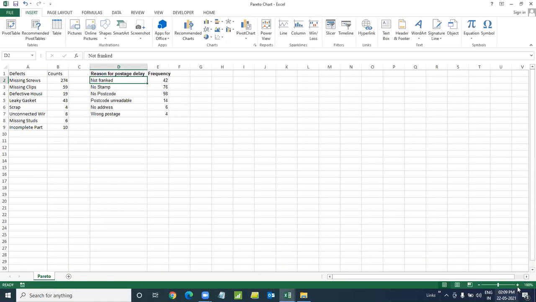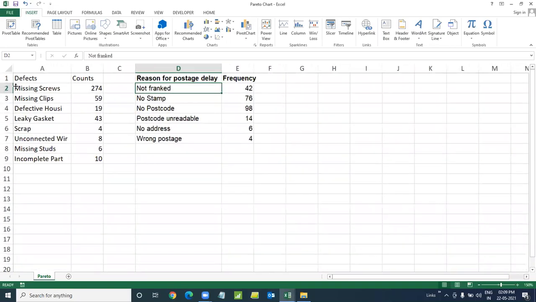So we have got some data. This is some company who's trying to improve their quality and the process. They want to look at the defects and issues they found. They found 274 issues of missing screws. They found 59 issues of missing clips. Some defective housing was what they found, 19 issues. They found 43 issues of leaky gaskets.